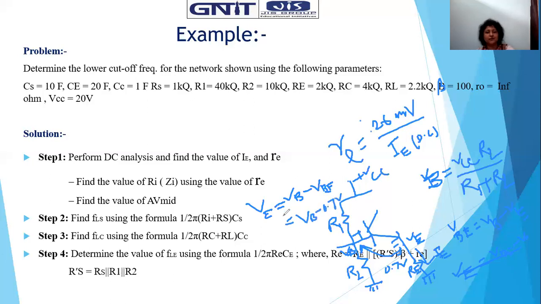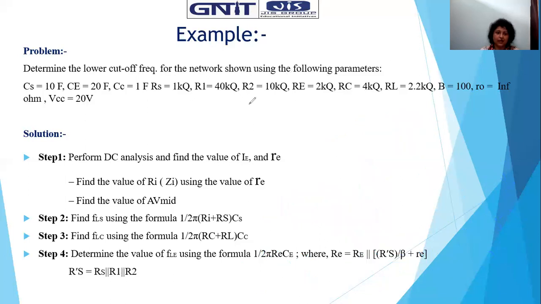Okay. So in this way one can calculate VE, and once we are getting VE, then we can calculate IE. Very simple, because VE is the drop against RE. So VE divided by RE gives the value of the emitter terminal current IE. And that will help to calculate the emitter terminal resistance, the AC equivalent dynamic impedance, that is 26 millivolts divided by capital IE.